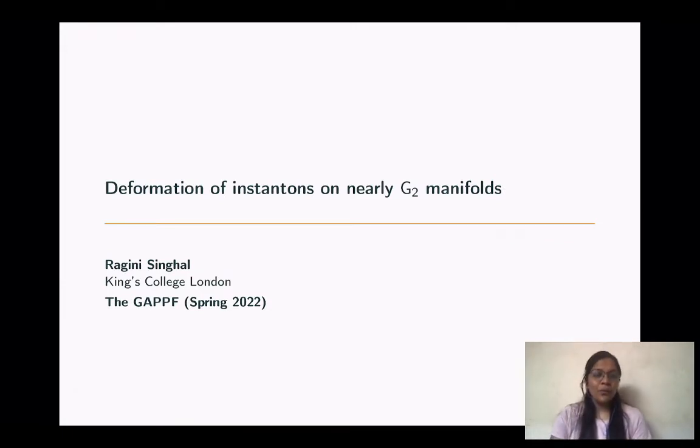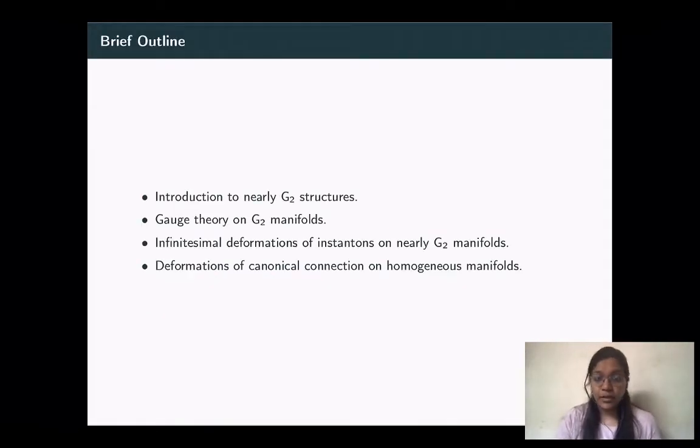Hello everyone, welcome to the third lecture in this series of lectures where I am talking about the deformation theory of instantons on nearly G2 manifolds. In the first two lectures we covered the introduction, so we saw an introduction to G2 structures and we focused on the ones that we are interested in, the nearly G2 structures. Then we also saw two equivalent definitions of G2 structures and in particular nearly G2 structures.